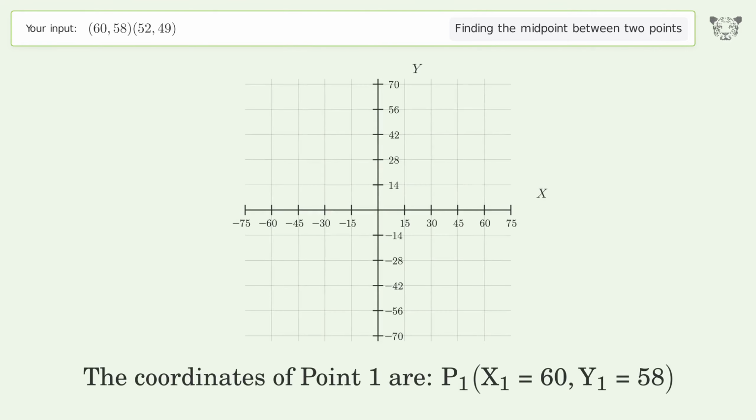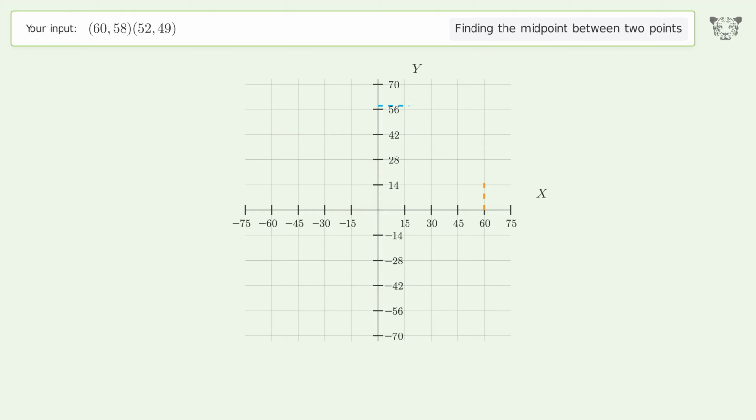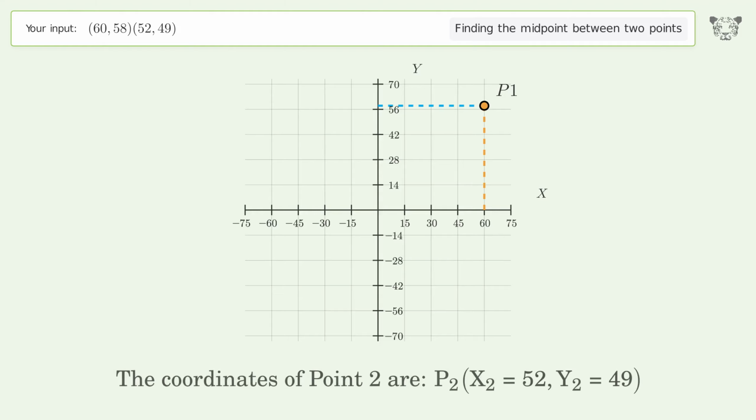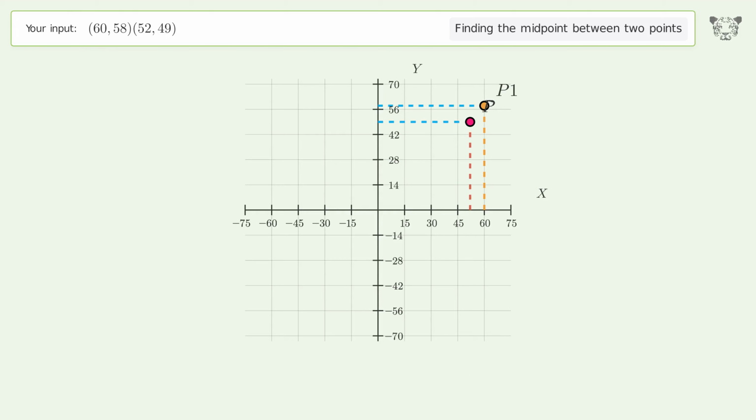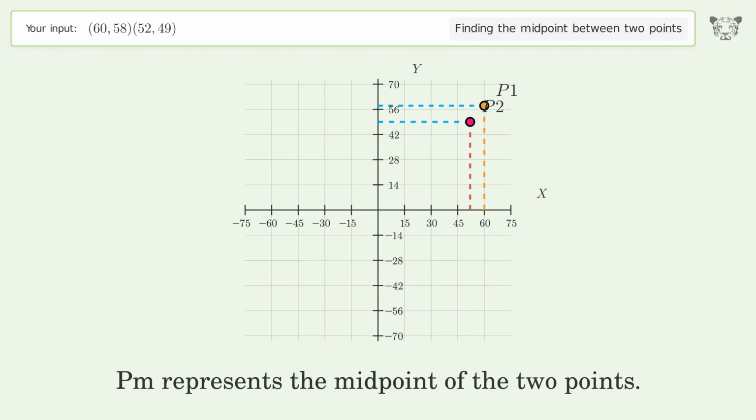The coordinates of point 1 are x1 equals 60, y1 equals 58. The coordinates of point 2 are x2 equals 52, y2 equals 49. PM represents the midpoint of the 2 points.